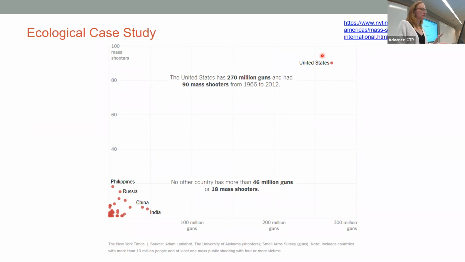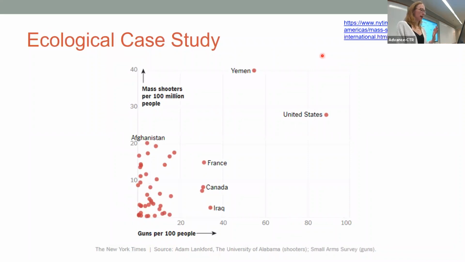However, we use that same data, but we adjust per capita. So this is the guns per 100 people, and then this is the mass shooters per 100 million people. We do see those bottom points sort of start to fall out a little bit, but we still see the United States out here as the front runner for the number of guns, but Yemen here as the front runner for the number of mass shooters per capita.